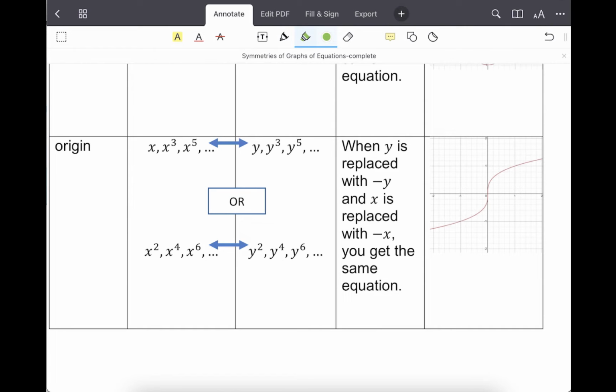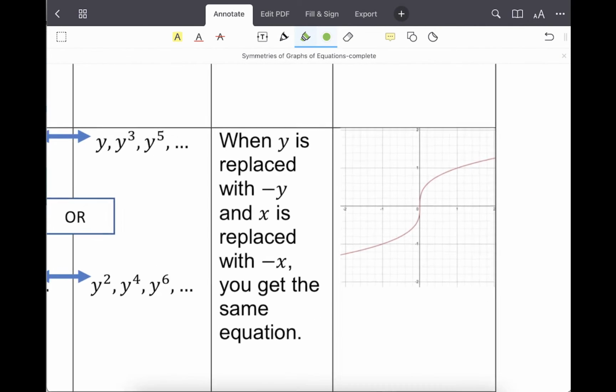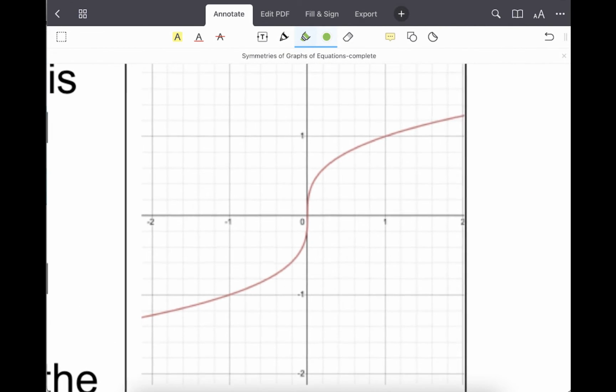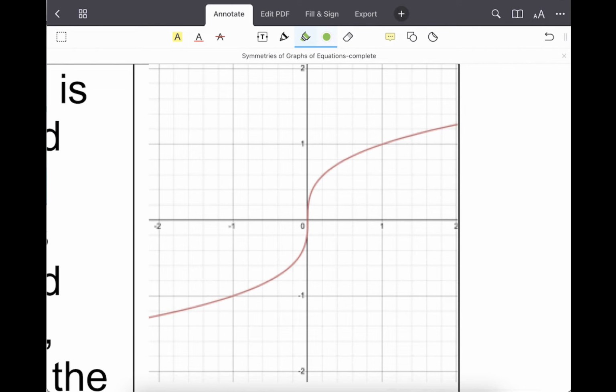When we replace y with negative y, and at the same time x with negative x, we get the same equation. So that's the test for our origin symmetry. We can see this here. So through the origin, it's symmetric. So if we take this point here, this distance here is the same as this one here. So it's symmetric across the origin.